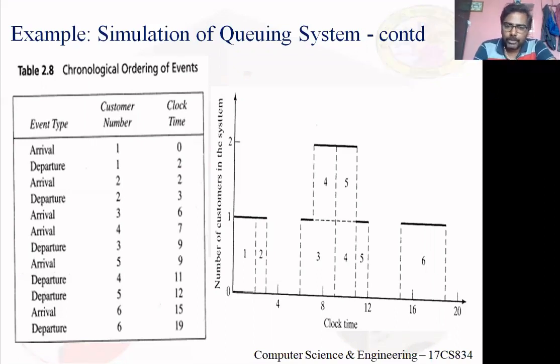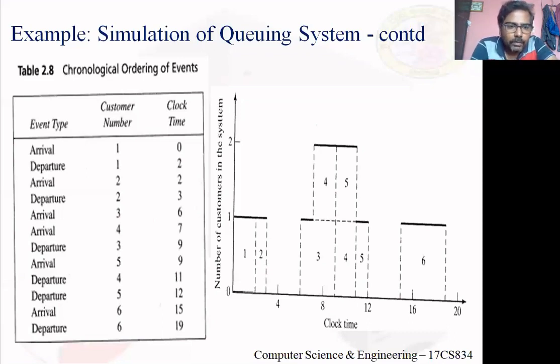So look in the graph, from time 2 to time 3, there is only one customer, and that customer is 2. Clear? Got it? So look in the graph, from 0 to 2, there was only one customer, and that is customer number 1. From 2 to 3, again there was only one customer, because customer 1 departed, customer 2 arrived, and that is customer 2.